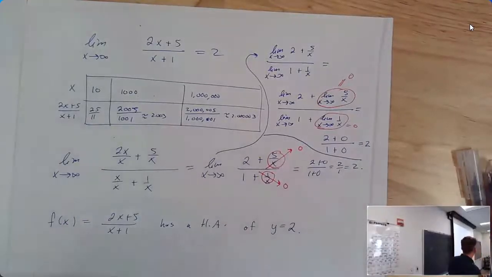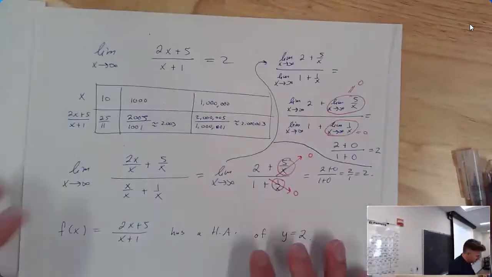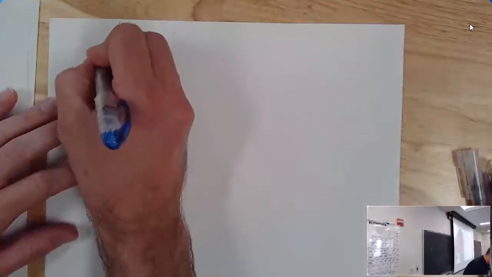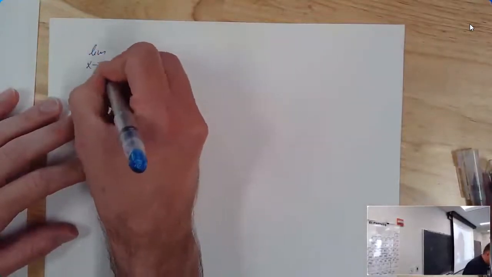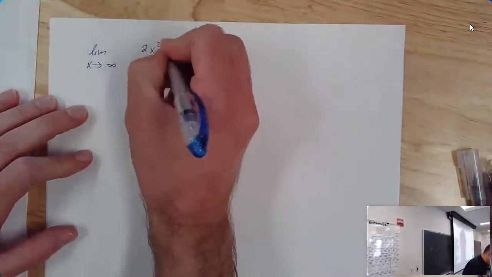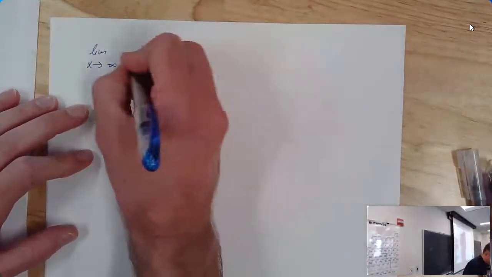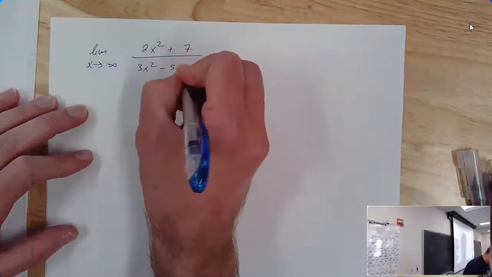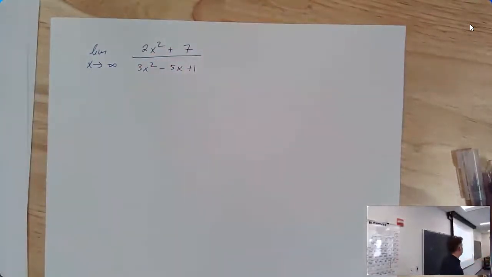Let me do one example first, and then we'll talk about the shortcut. Let's say we have the limit as x goes to infinity of 2x squared plus 7 over 3x squared minus 5x plus 1. If you know the shortcut, you already know the answer.